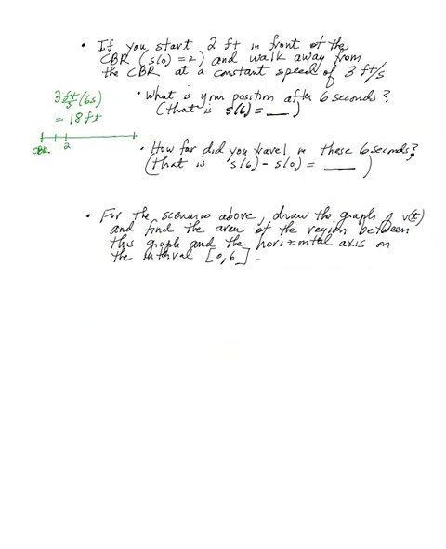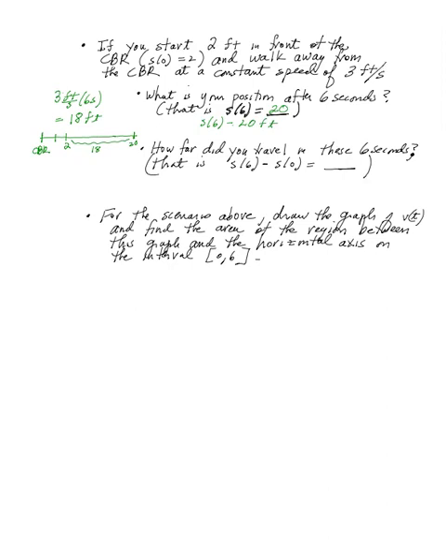18, from here to here's 18, so I'll end up at 20, right? S of 6 is 20 feet. Is that what you got? Can't just say my position is 18 feet. That would be my position if I started right at the CBR, but I started 2 feet in front of the CBR.